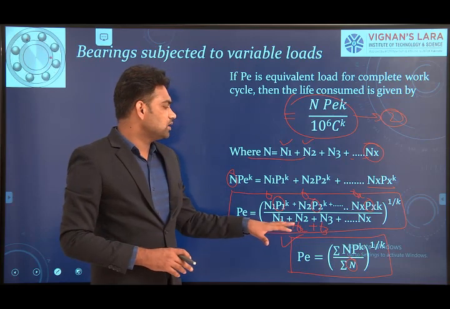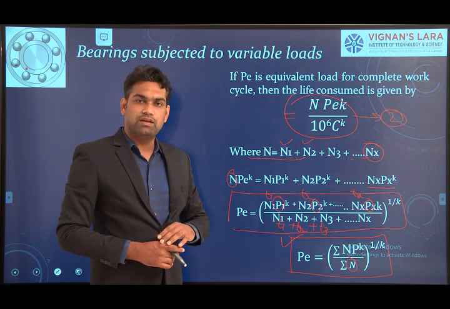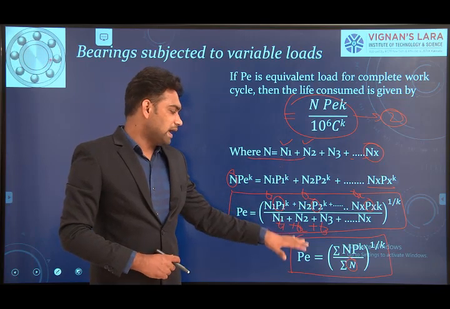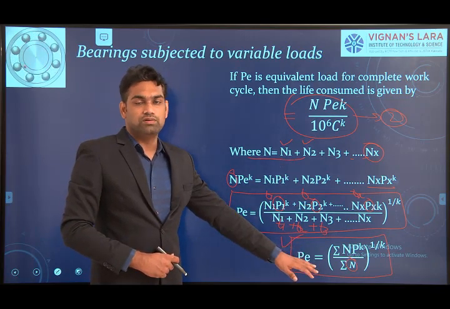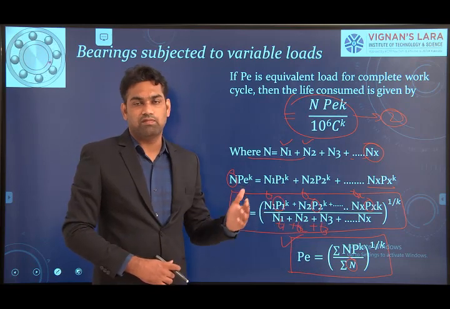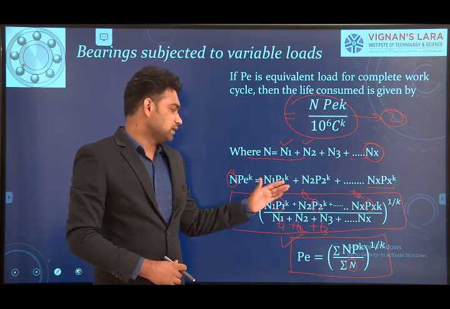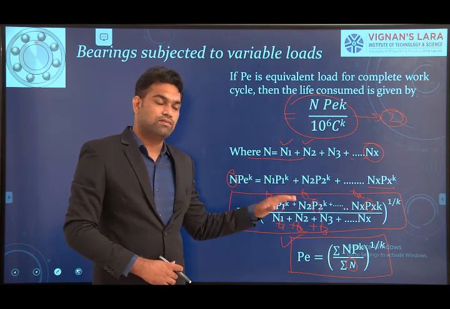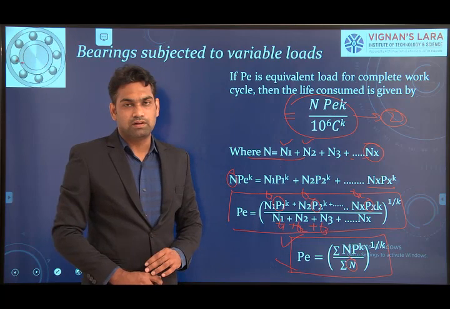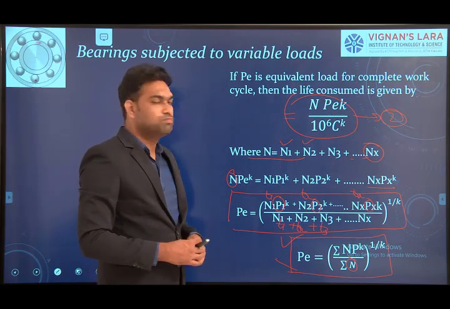Clear? Up to this point, the selection procedure for the bearing is the same as for the steady load, but here we need to calculate the equivalent load using the variable load condition. So we need to calculate P1, P2, P3 for however many time cycles there are. You calculate those equivalent loads, and finally you can calculate the equivalent bearing load using this equation. Clear? So let us go with a simple example for this.